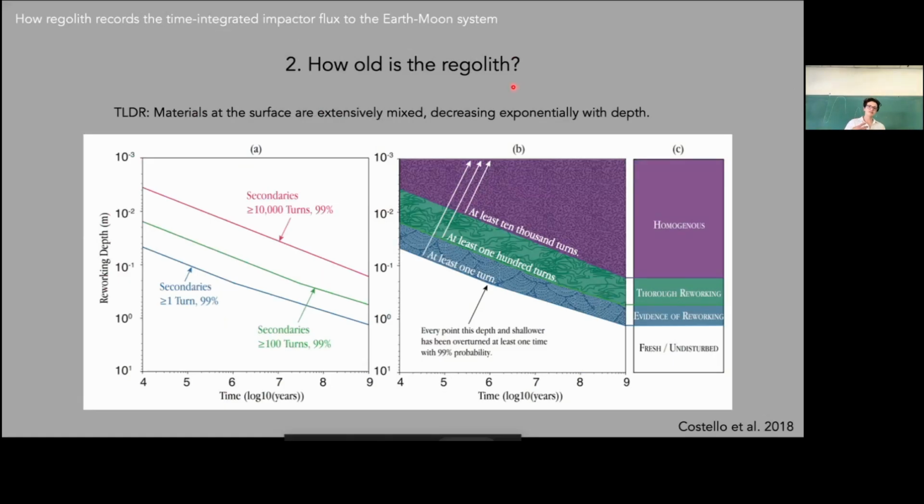So going deeper into this idea of how old the regolith is, this is understood in terms of a stochastic modeling of a size distribution of impactors and how often it hits something and how deep it excavates, more or less. We'll build on this concept going forward. This is a complicated plot here, but long story short, you have to understand that materials at the uppermost surface are extensively mixed, and that mixing interval decreases exponentially with depth. So I'll key in on this figure C here, where basically the uppermost part is homogeneous by efficient mixing, and that mixing is less efficient with depth, where things at depth are largely undisturbed.